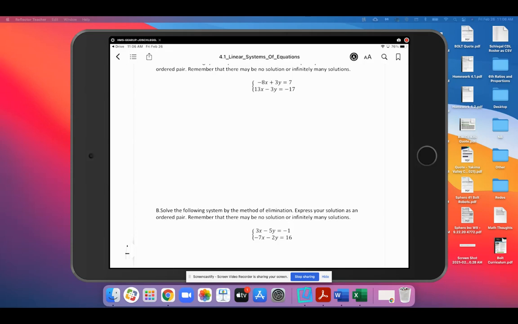The goal in elimination is to create two opposite terms. So like in this case, we have a positive 3y and we have a negative 3y. That is exactly what we're looking for when we do elimination. We want opposite terms. Because what's going to happen with these two equations, equation 1 and equation 2, using the method of elimination, we are going to add these two equations together.